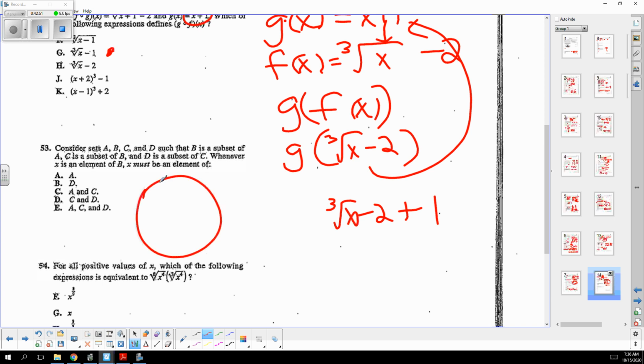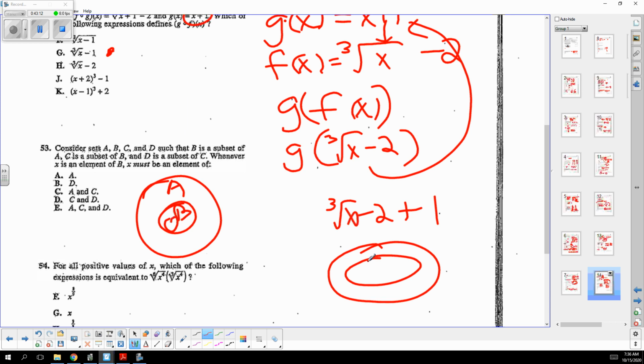Subsets. B is a subset of A, means it fits inside. C is a subset of B, so C is in there. And D is a subset of C, so I drew it wrong. I need more space. They're all inside of each other. So whenever something is an element of B, it's in A, because B is inside of A, but not vice versa with the others.